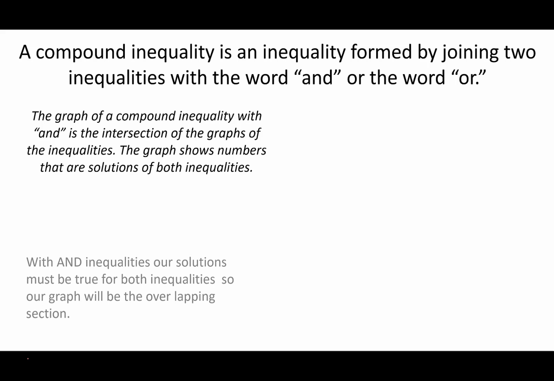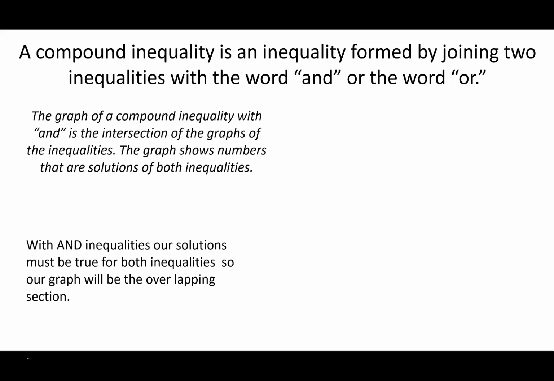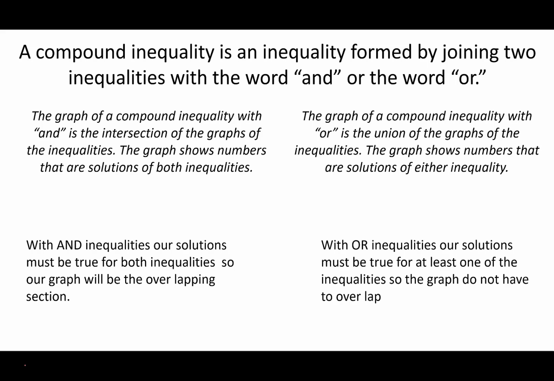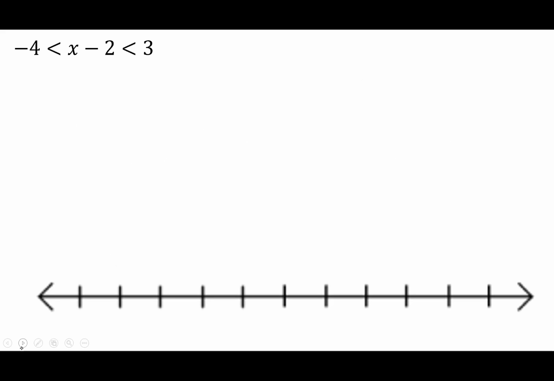So in simple terms here, guys, with and inequalities, both have to be true, so our graphs are going to be overlapping. All right, with or, it is the union of the graphs. So the graph shows numbers that are solutions of either inequality. In simple terms, with or inequalities, our solutions must be true for at least one of the inequalities. So the graphs do not have to overlap. All right, so let's look at our first example here.